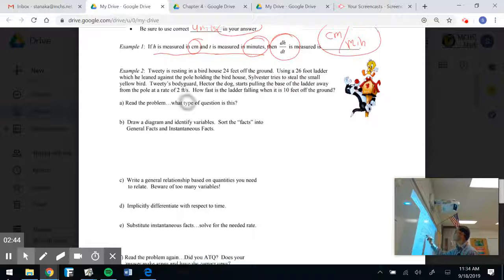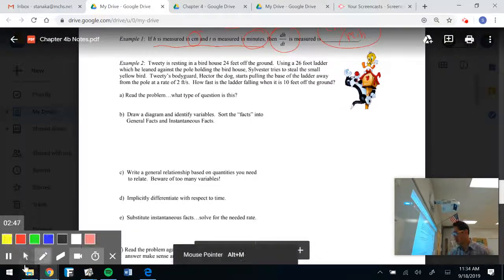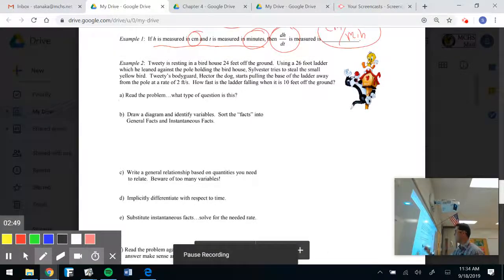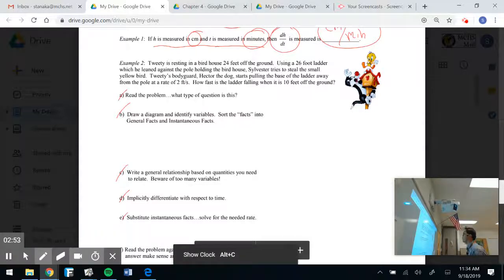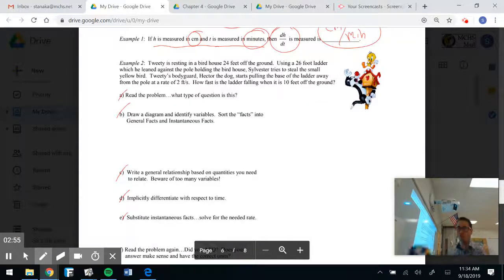Example 2. Now, you guys know I don't always like these worksheets. I kind of give you these step-by-steps. Okay, so I'm going to kind of go through it, but I don't like the step-by-steps. I'm going to tell you how you should attack them in class.